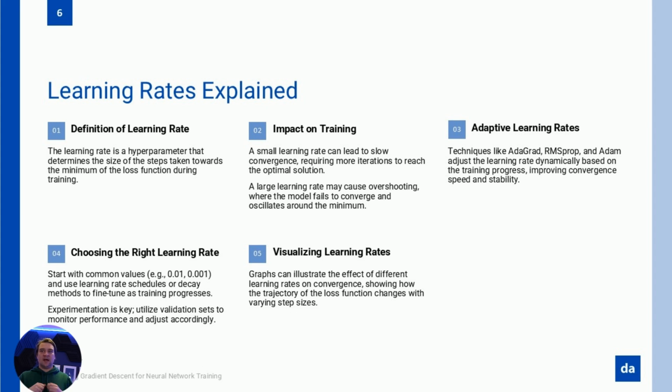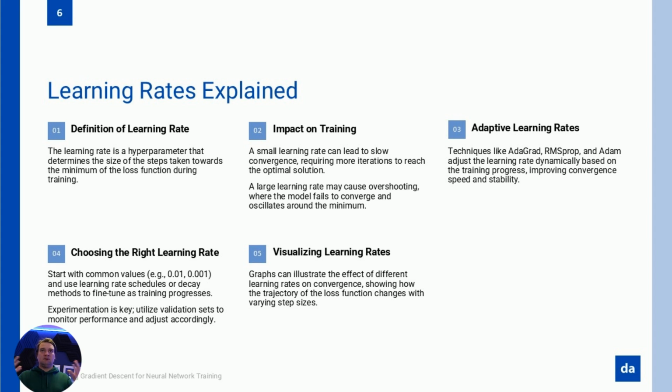So, how do we find the ideal learning rate? Start with common values like 0.01 or 0.001 and experiment. Use validation sets to monitor how the model performs and tweak the rate as needed. And here's a pro tip. Try learning rate schedules like exponential decay or step decay to dynamically reduce the rate as training progresses. It's like gradually easing off the gas pedal as you approach the finish line.